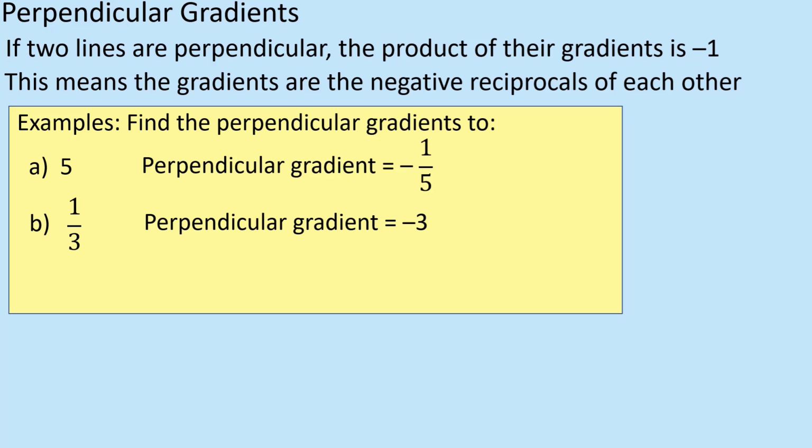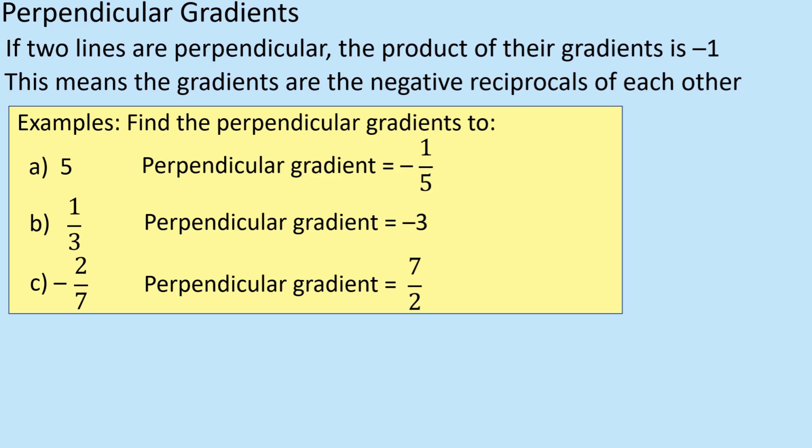What about -2/7? The sign is going to change, so it's not going to be negative, it's going to be positive. And then when I flip the fraction upside down, like I did with the previous one, it's going to be 7/2. So the perpendicular gradient to something with that gradient is 7/2. And that's the concept of perpendicular gradients.